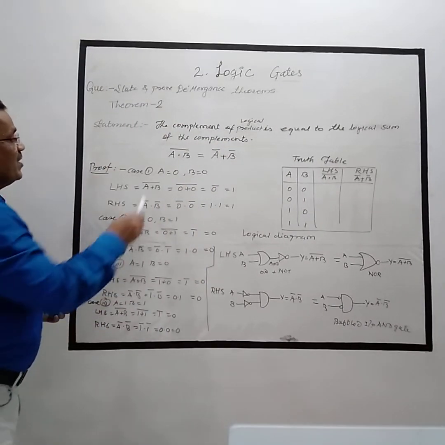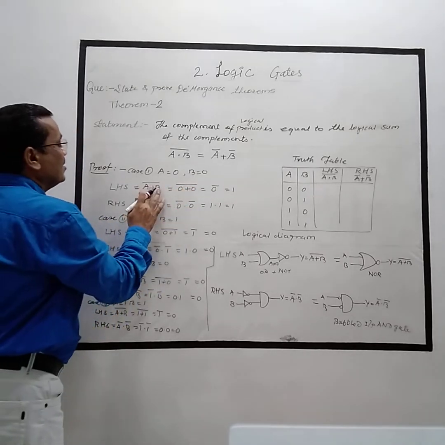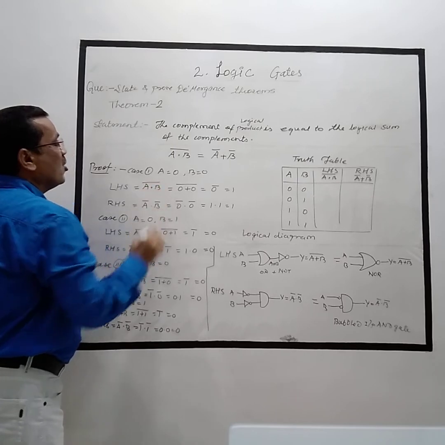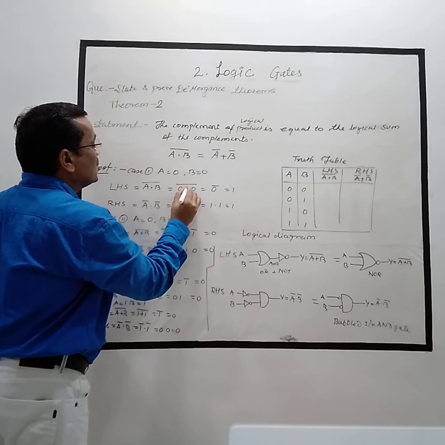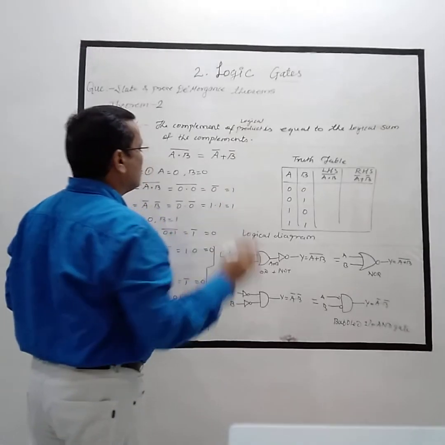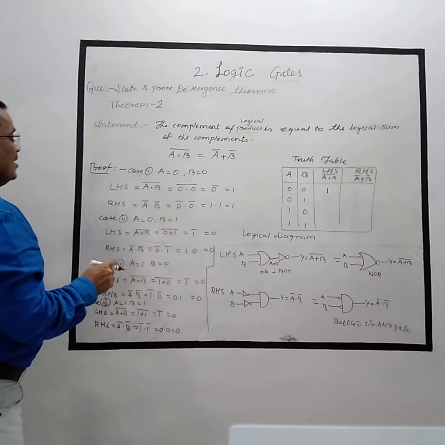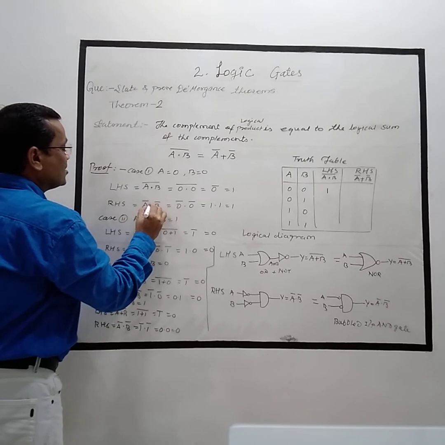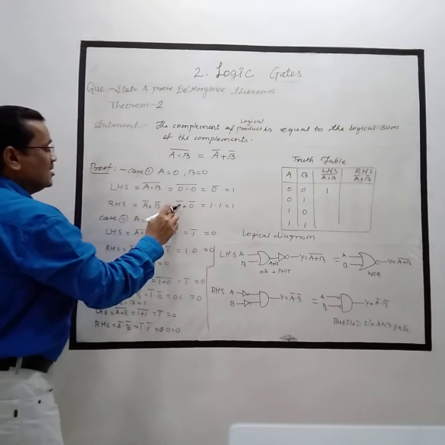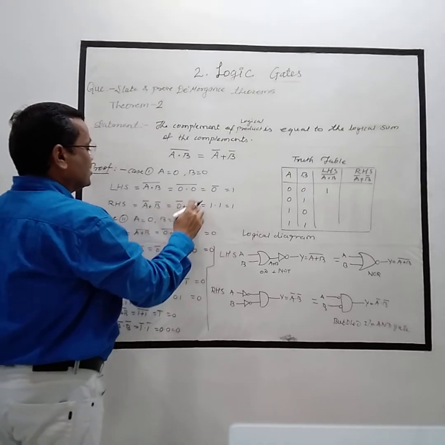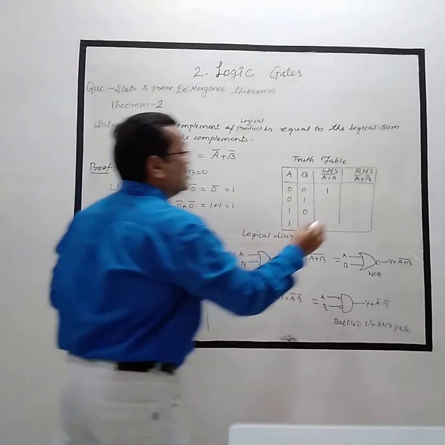Case 1. If A is equal to 0, B is equal to 0, what happens? In this case, A dot B is equal to 0 dot 0. 0 dot 0 is 0 and 0's complement is 1. LHS is 1. Similarly, A bar plus B bar, which is RHS, is 0 complement plus 0's complement, which is equal to 1 plus 1, which is equal to 1.